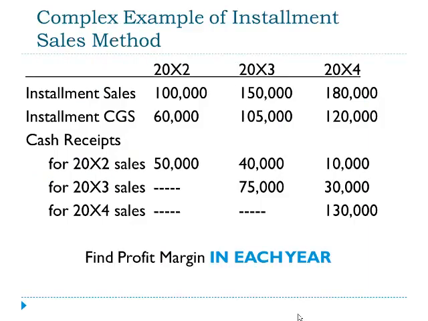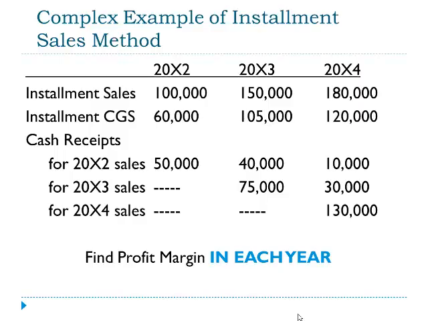Let's take a look at a multi-year example of the installment sales method, in which we have installment sales taking place in each of 3 years, and the installments are owed over 3 years. So, in 2002, we have $100,000 of installment sales, and looking down to cash receipts for 2002 sales, we see that the cash came in $50,000 in 2002, $40,000 in 2003, and $10,000 in 2004, which fully paid those installment sales.